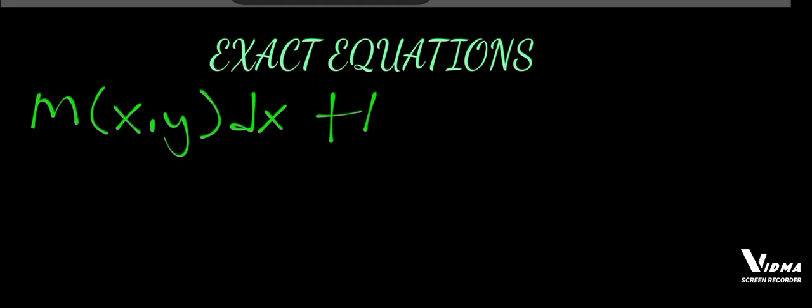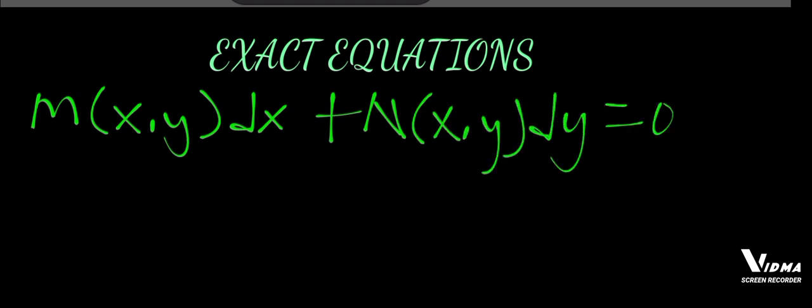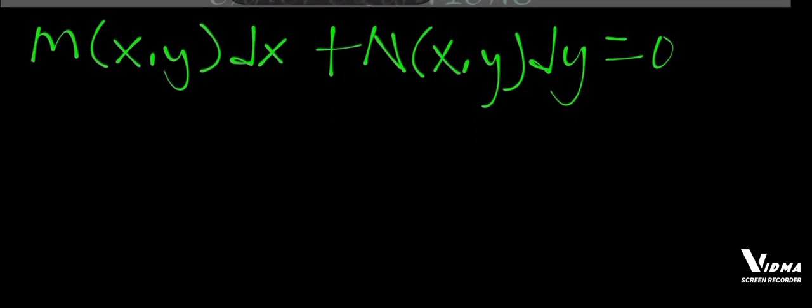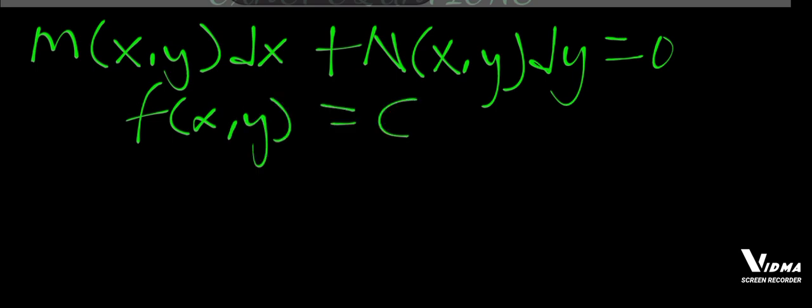So let me say I have my differential equation in my differential form M(x,y) dx plus N(x,y) dy being equal to 0. So then my solution is going to be f(x,y) being equal to c. If it were to be the general form, this is how my solution will be.